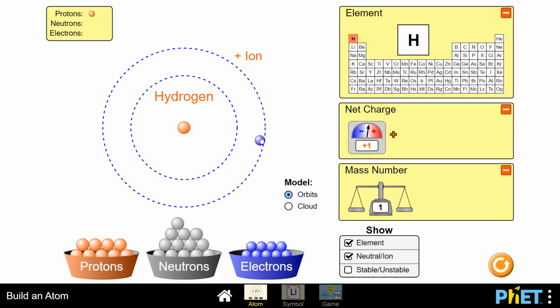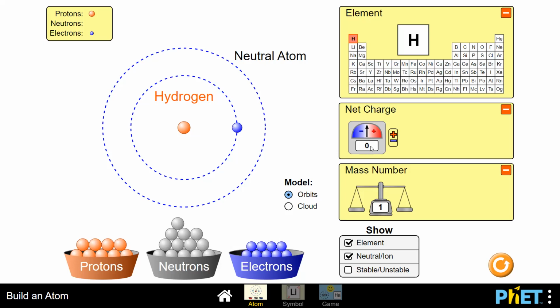Now, the electron has to go to a specific area, and if we try to put it in the second shell, it will not go. It will go in the first shell, all right? Because it has to start at the lowest energy level. So now notice we have a neutral atom, right? So one proton, one electron, the charges cancel each other because they are opposite in sign, but equal in magnitude. So they cancel out each other, leaving you with a neutral particle.